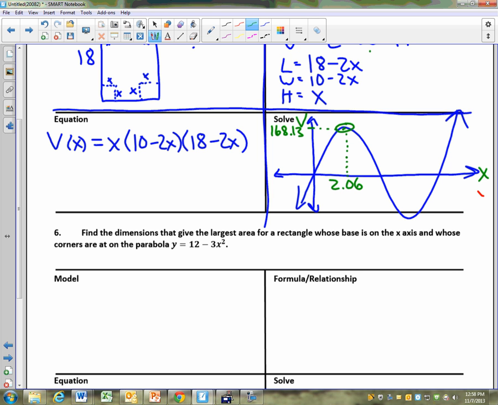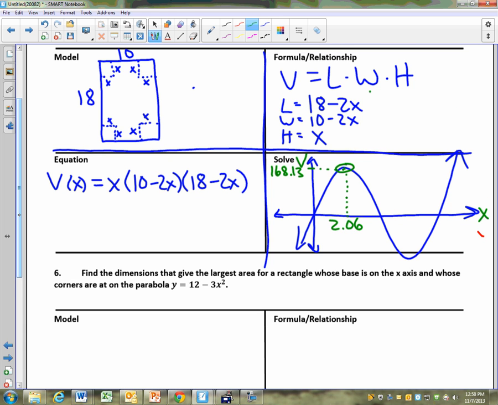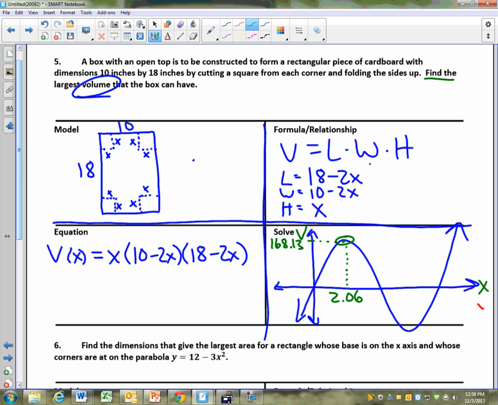What does the 2.06 mean? That means the size of the cut. The size of the cut of the squares could be 2.06. What does the 168.13 mean? That's the volume. If you were to cut off at 2.06, you get a volume of 168.13. What's the question asking for? Find the largest volume. 168.13 inches cubed. Beautiful.